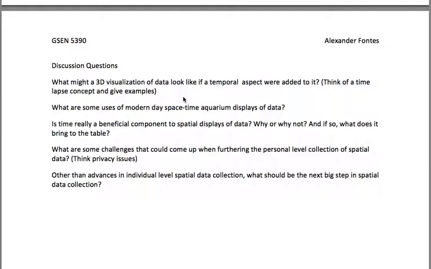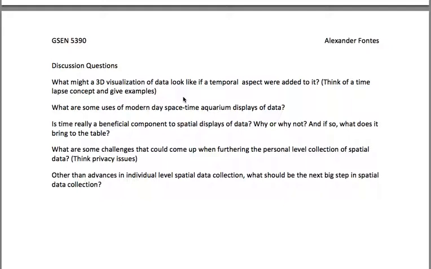Next one is, is time really a beneficial component to spatial displays of data? Why or why not? If you think it is beneficial, what does it bring to the table? If you do not think it's very beneficial, why does it not bring anything to the table? So just play around with that idea.